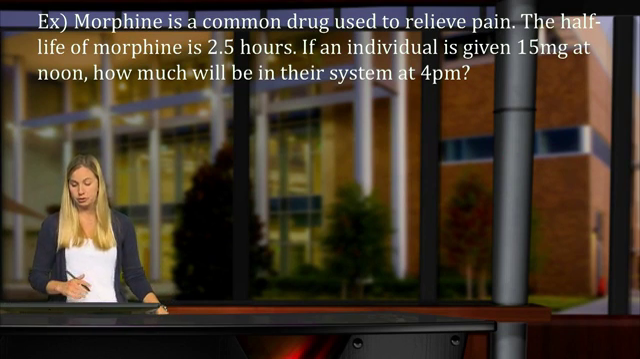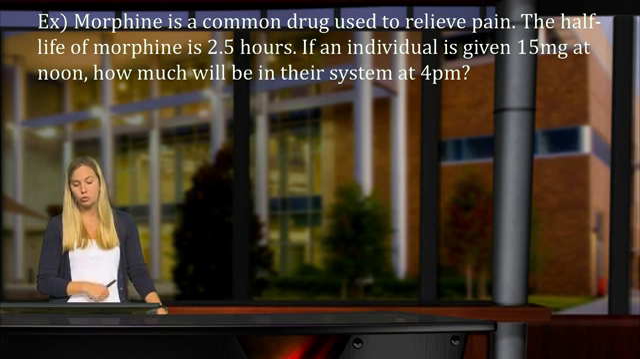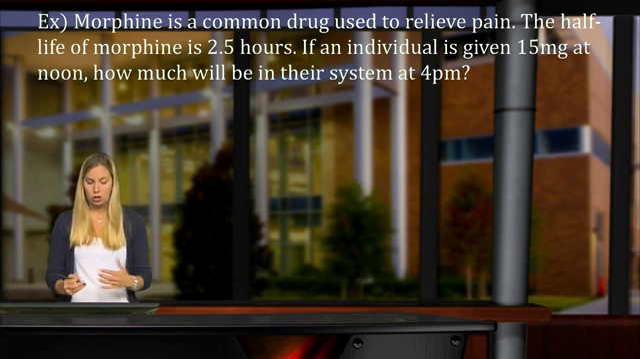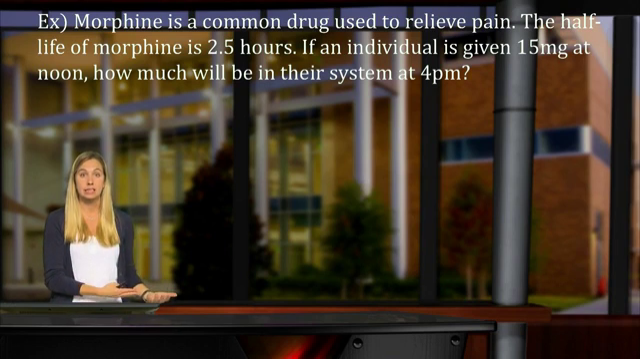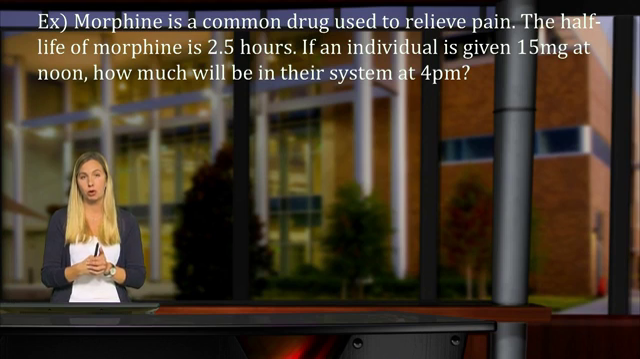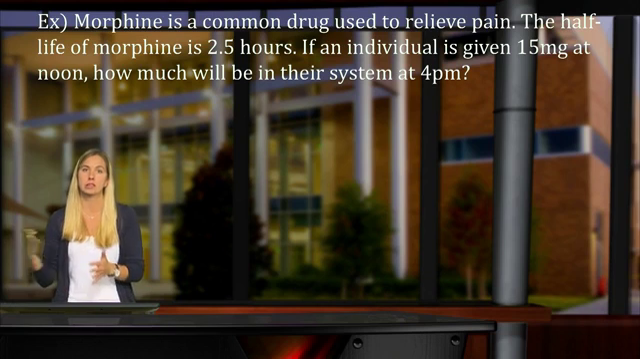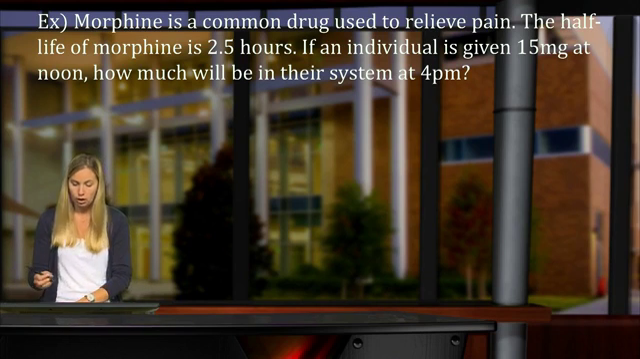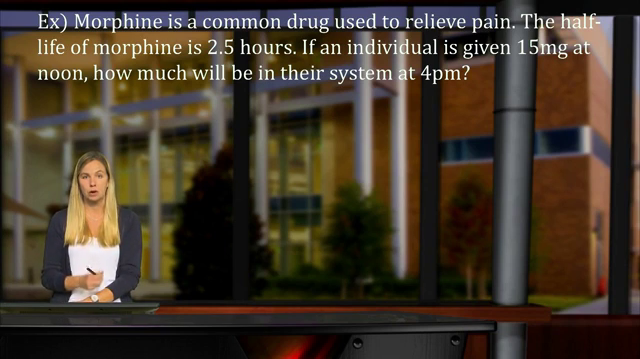Morphine is a common drug used to relieve pain. The half-life of morphine is 2.5 hours approximately. If an individual is given 15 milligrams at noon, how much will be in their system at 4 p.m.? So again, we're being told something about how the amount of morphine in a system is decreasing. When it says half-life of morphine is 2.5 hours, that means every 2.5 hours, there's only half of what was originally there. So we're given something about how it's decreasing, but we're not given the value of K. That's where we start. We first find K.